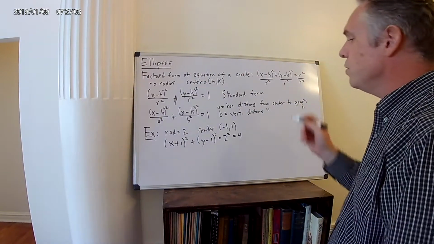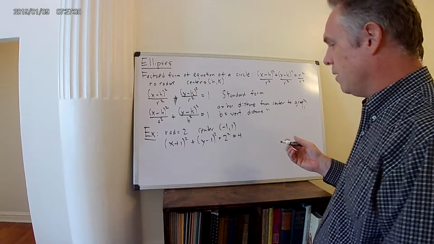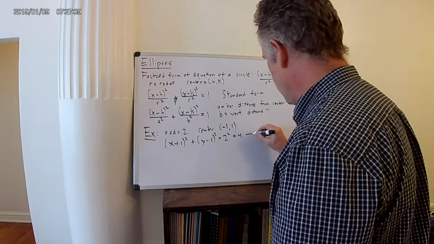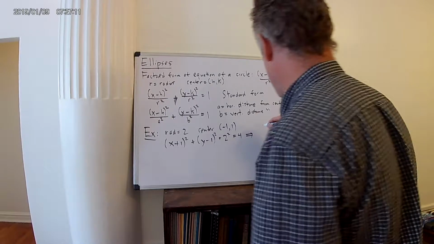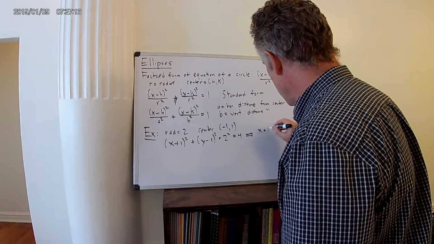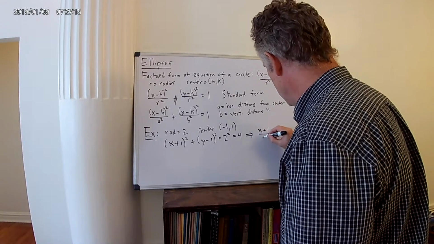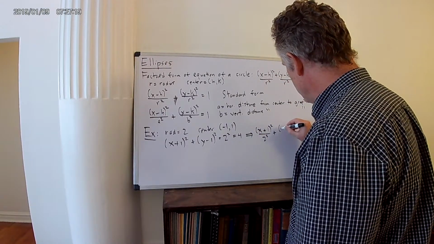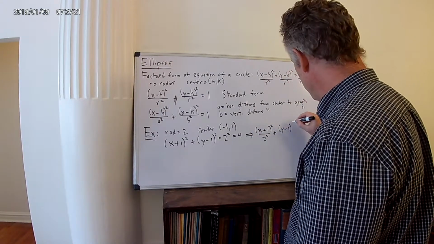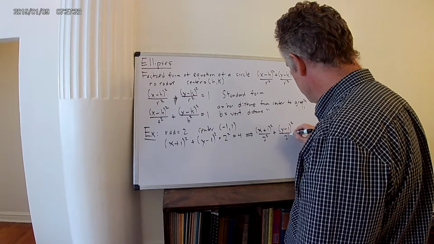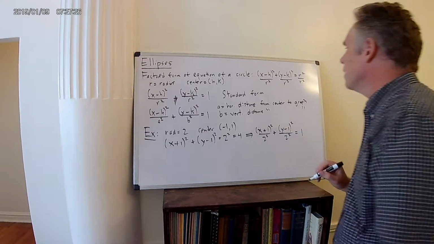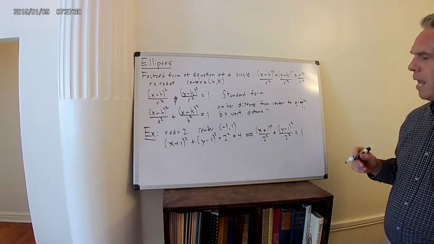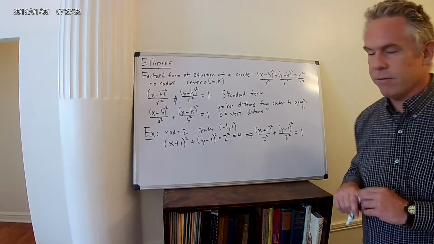Okay. What I'm going to do now is write this in the standard form. So I'm going to divide both sides by 4, or 2 squared, and I get this equation: (x + 1)² over 2² plus (y - 1)² over 2² equals 1. Now this is the standard form of the equation of this circle. And let's actually create a graph of this circle.